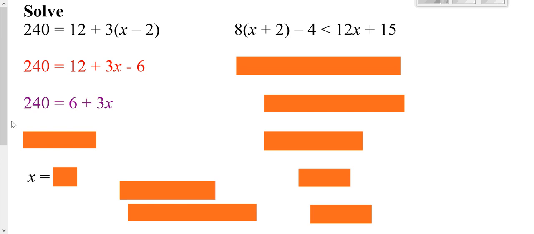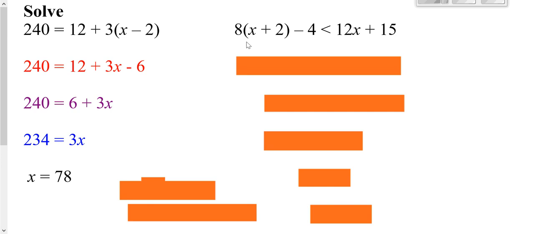to undo your adding 6, so subtract a 6 from both sides. Then we'd have to undo our multiplying by 3, so we'd have to divide both sides by 3. Then we get 78.